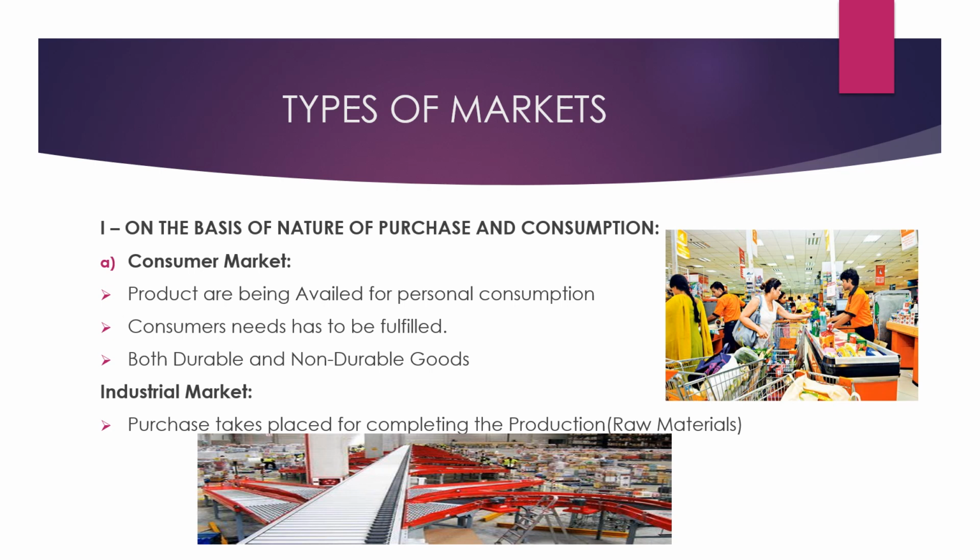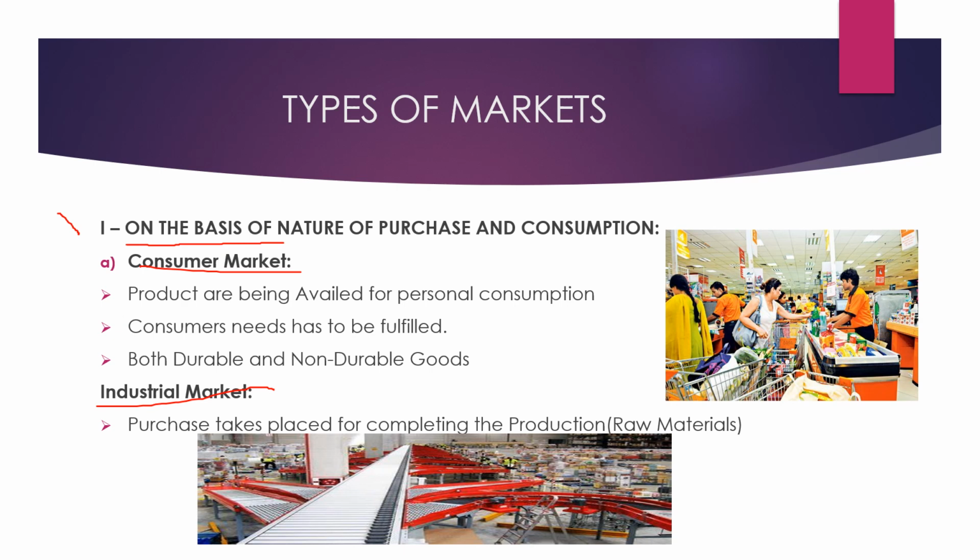And then types of market. Here the types of markets are classified on the basis of various activities. The first is on the basis of nature, purchase and consumption. Based upon purchase and consumption, the classification is divided into two: consumer market and industrial market. The consumer market explains the consumer based activities.